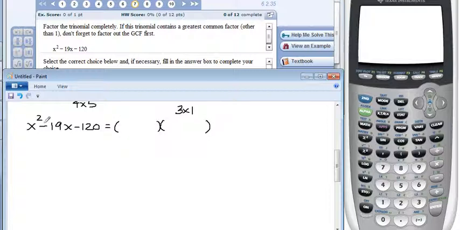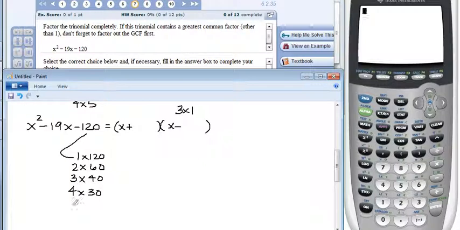Now, I have a negative and a negative. So that means they have to be different. So one has to be positive and one has to be negative because this is a negative. Now I continue on. I'm going to make my factors of 120. What do I have here? Oh gosh, I have 1 times 120. I have 2 times 60. I have 3 times 40. I have 4 times 30.